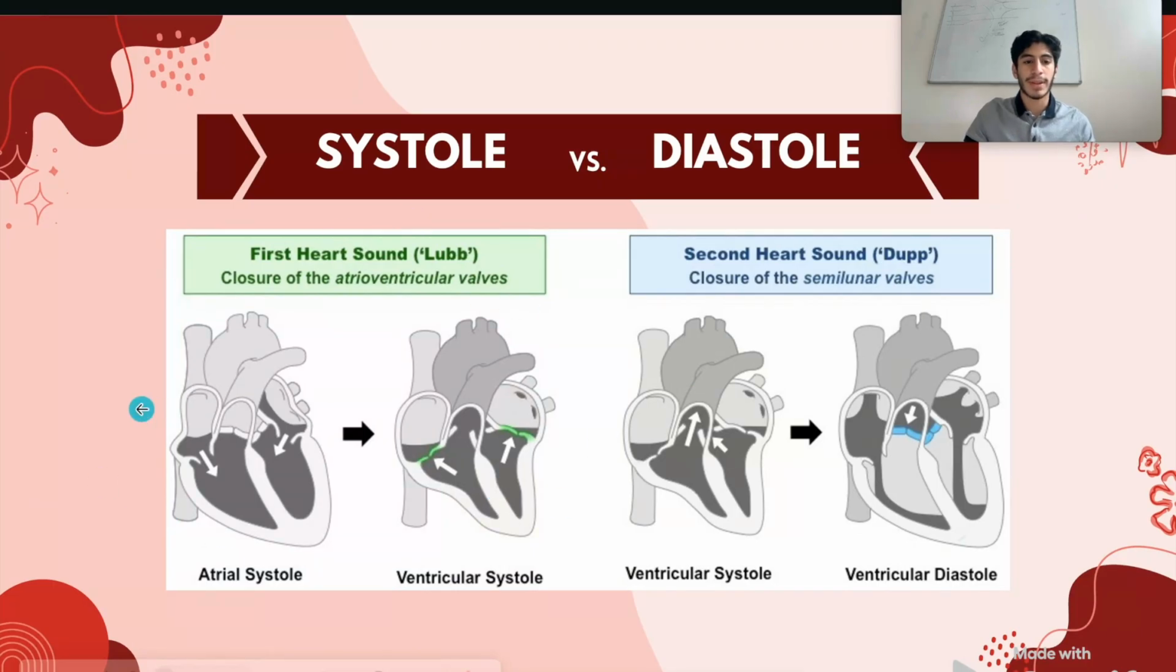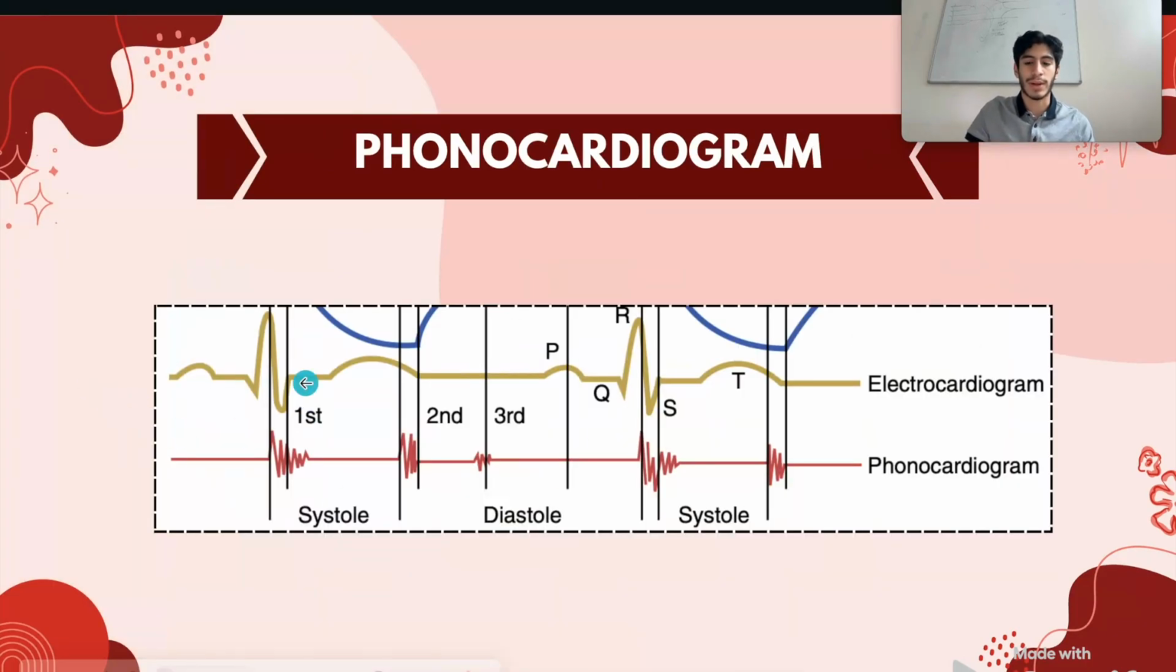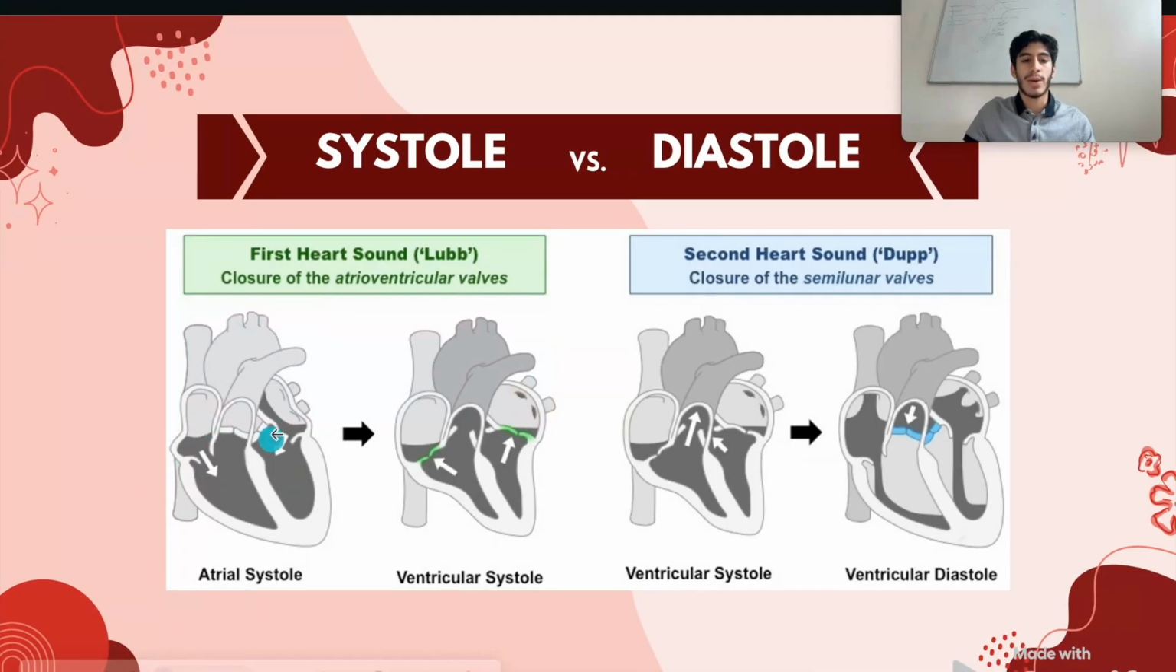The lub is the first sound, the S1, right? Right now our atria have contracted. They're pushing the last bit of blood into the ventricle. As soon as the blood is pushed in, the mitral and the tricuspid valves over here snap back, and that's the first sound. That's the lub, right? As soon as the valves close, that's when the ventricle starts contracting, and that's the systole, right? And then the ventricle starts contracting.